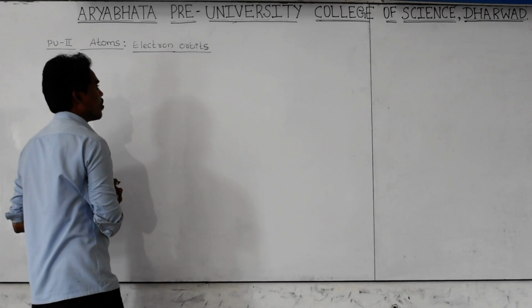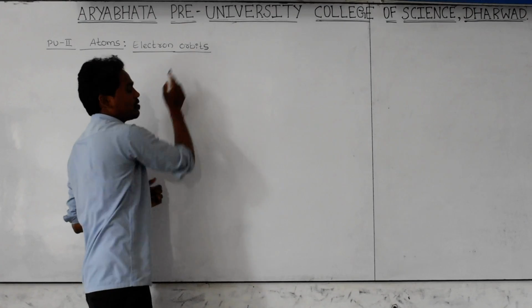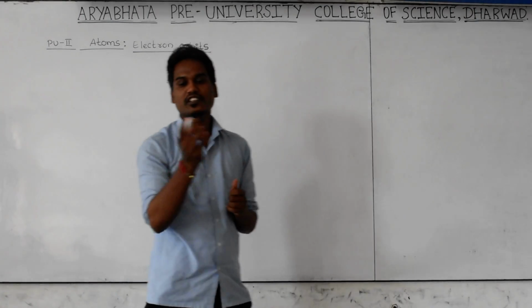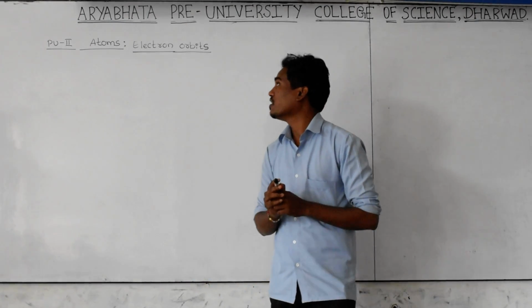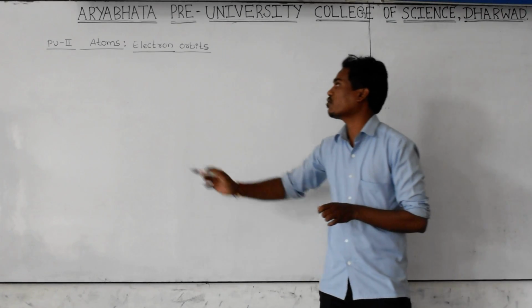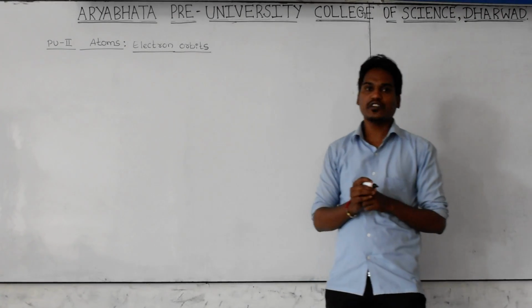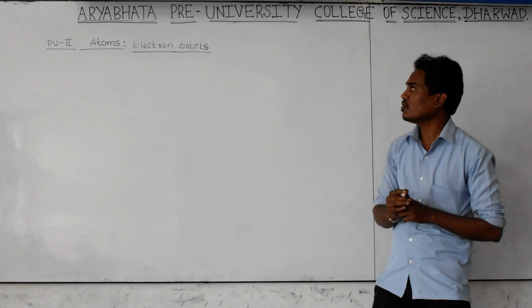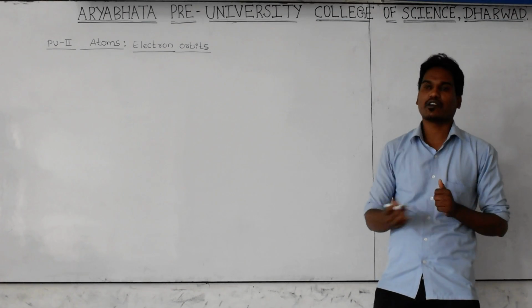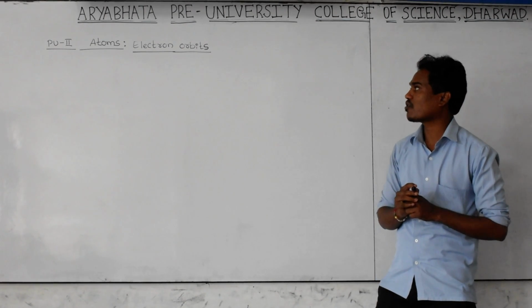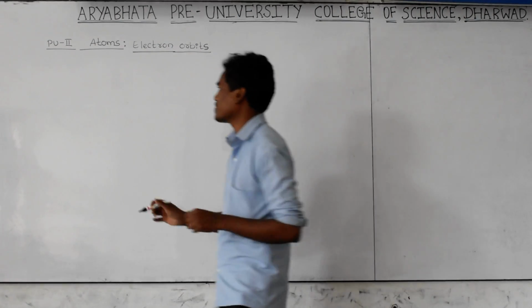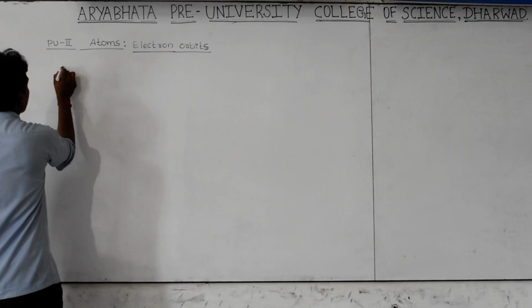What do you mean by electron orbits? The orbit is nothing but the path of the electron in which the electron is revolving around the nucleus. How do we define electron orbits? This is the path of the electron in which they are revolving around the nucleus. Those are called orbits. That is the definition.